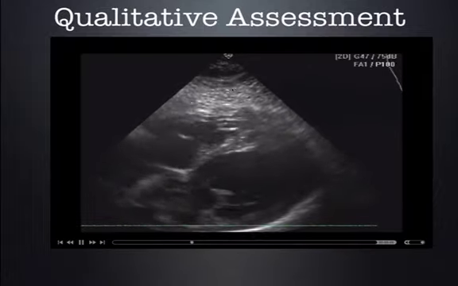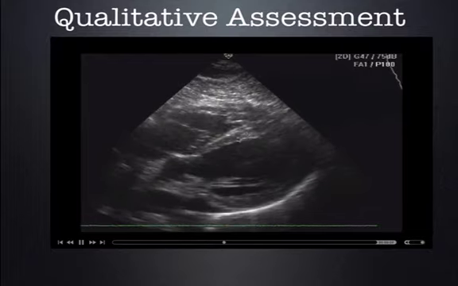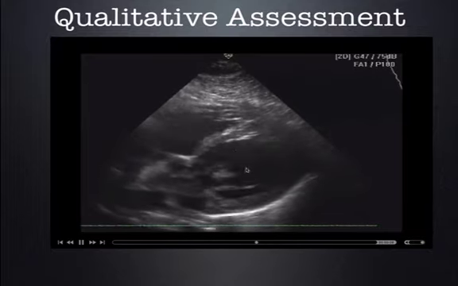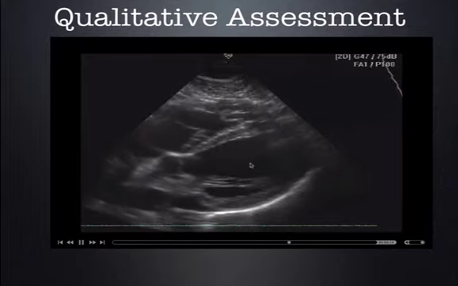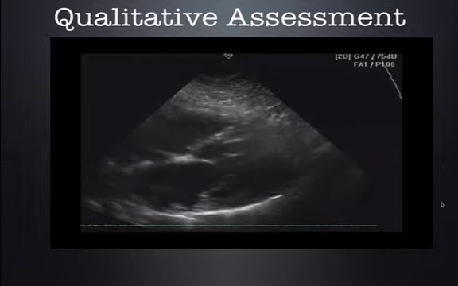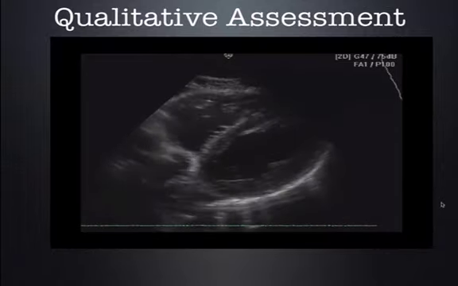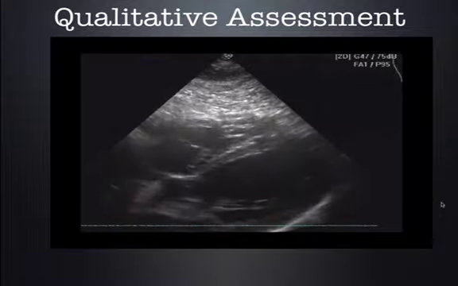This is a subcostal 4-chamber view. Here's your left ventricle. Look at the difference between your end diastolic and your end systolic volumes. There's essentially no difference. This patient has a severely depressed ejection fraction.